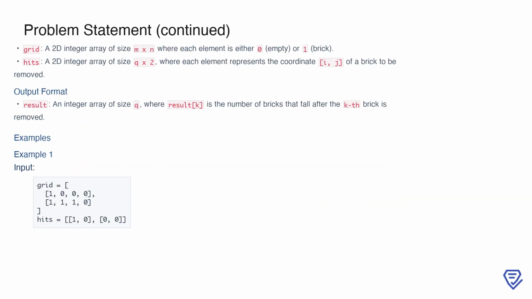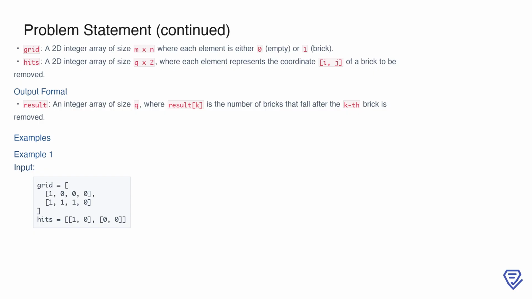The input for this problem consists of two components. First, we have grid, which is a 2D array of size m x n. Here, each element is either 0 or 1, where 0 denotes an empty space and 1 represents a brick. Second, we have hits, which is a 2D array of size q x 2. Each element in hits specifies the i, j coordinates of a brick that will be removed. As for the output, we need to return an array called result. This array has a length equal to the number of hits, q, and each entry in result represents the number of bricks that fell after the corresponding hit was applied.